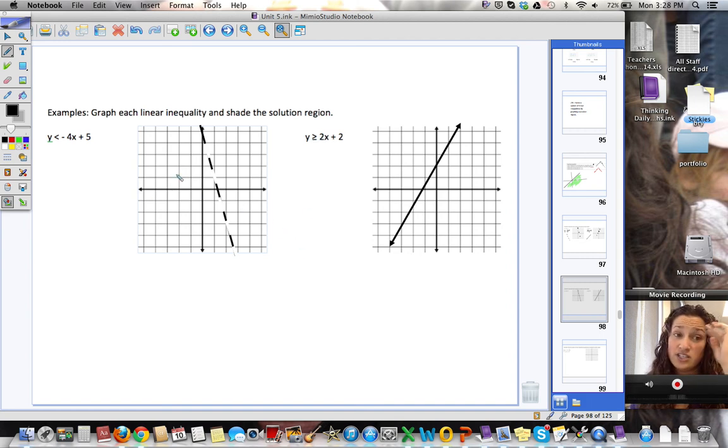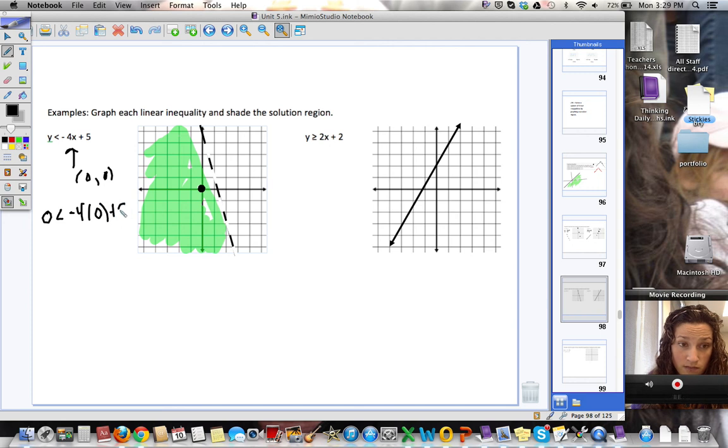The last part now is we just have to shade. You can normally follow the sign, but there's always a way to check. If I shade less than this line, it looks like it would be everything over here. I can check if I'm right by plugging in a number that's less than. The point 0, 0 is in this shaded region, less than this line. If I plug in 0 for x and 0 for y, this should be a true statement: 0 is less than negative 4 times 0 plus 5.